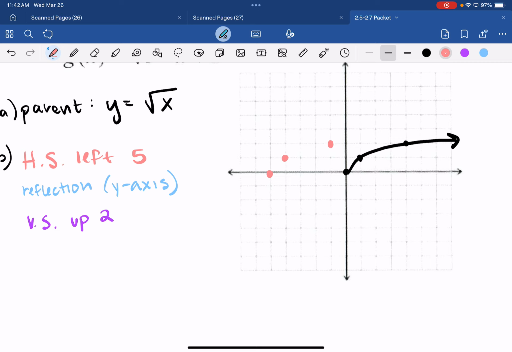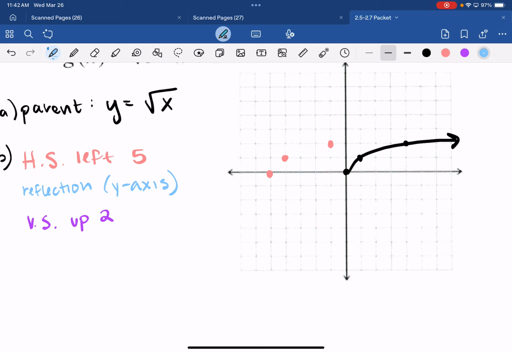Okay? And you don't need to connect them yet. We won't connect them till the very end. But we're going to use those 3. Do you care if I call them anchor points maybe? They're like our anchor points, what we use. Okay? So that's my horizontal shift left 5. My shape hasn't changed. We've just moved them.